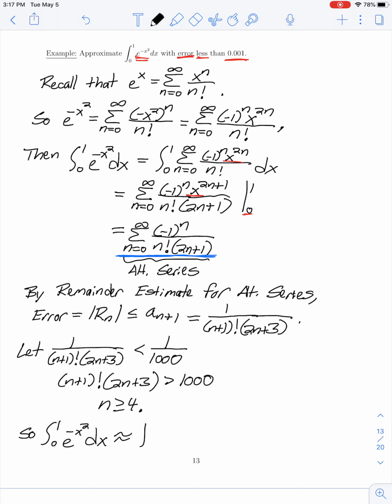Then if n equals 1, we have negative 1 over 3. If n equals 2, we have a positive 1 over 2 factorial times 5. If n is 3, we have a negative 1 over 3 factorial times 7. And if n is equal to 4, we have a positive 1 over 4 factorial times 9.